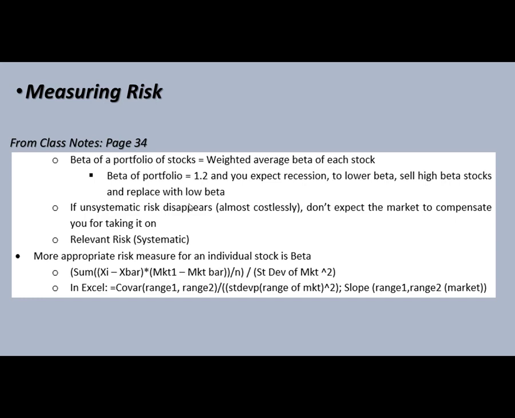So William Sharpe says you should not be compensated for taking unsystematic risk. Another way he says it, systematic risk is the only relevant risk. It's the only risk that you're actually compensated for.